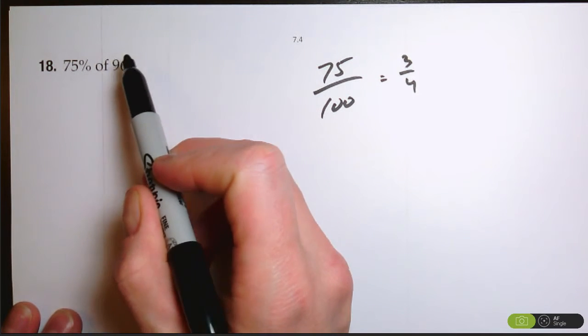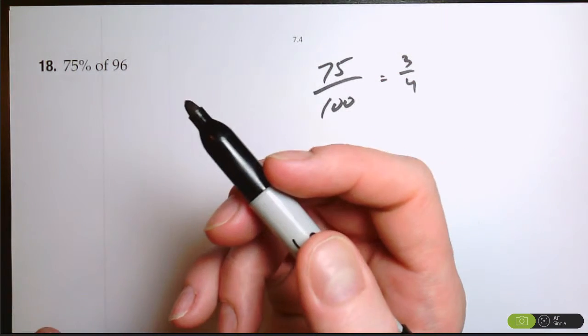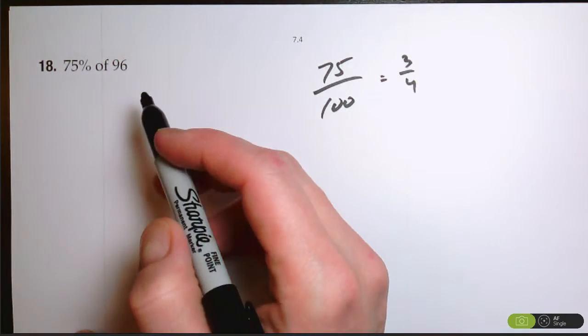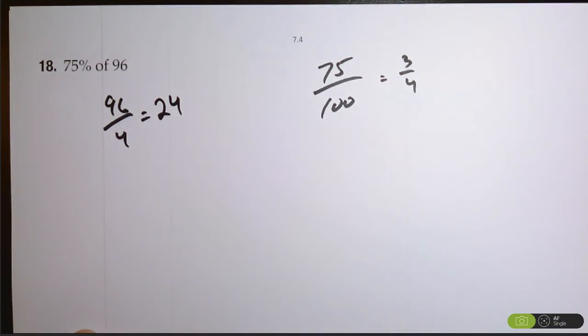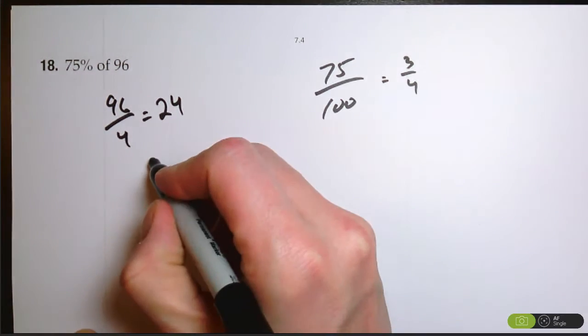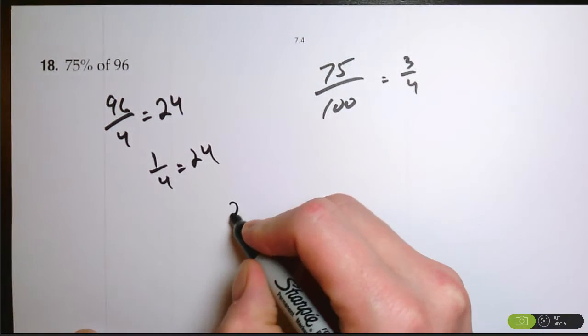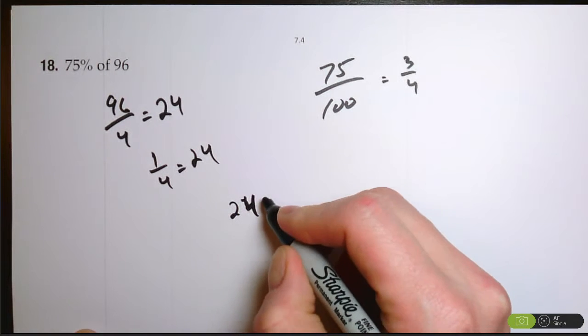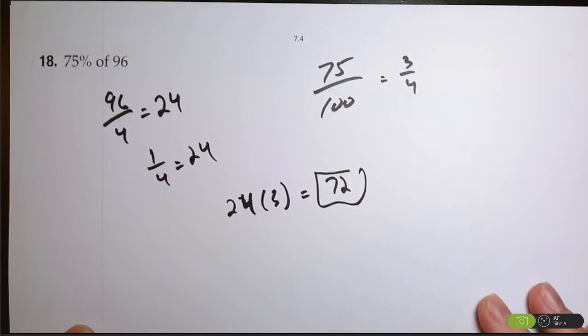So in your head, what you could do is try to figure out what's 96 divided by 4, which again depends upon how good you are doing mental math. But 96 divided by 4 is 24. Now that's 1/4 though. 1/4 is 24. So if I went 3 quarters, multiply 24 by 3, which gives us 72.